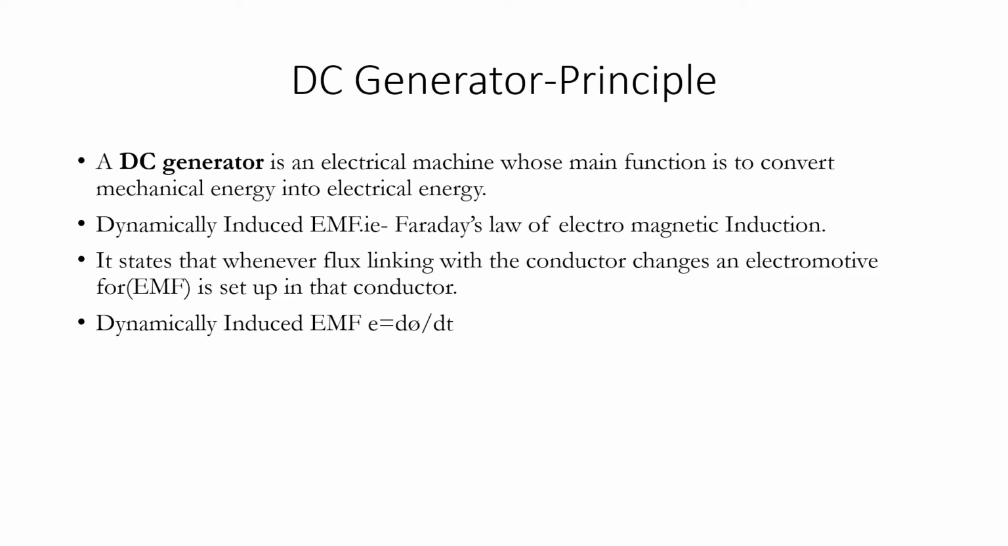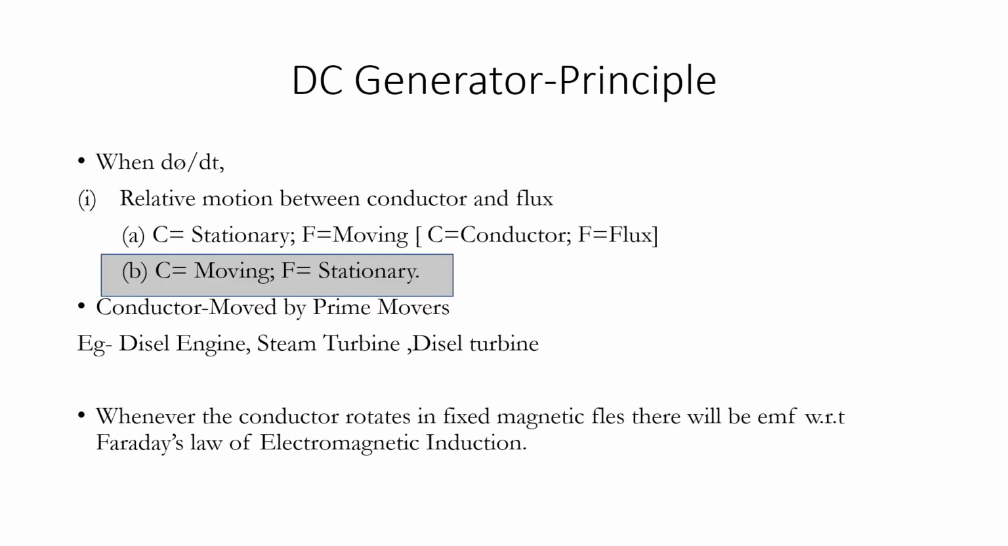So the dynamically induced EMF is E equal to d phi by dt. Here phi equals the flux linking with the conductor. So the rate of change of flux linking is nothing but your EMF. So for the DC generator principle, whenever there is a relative motion between a conductor and flux, there will be a change in the flux.